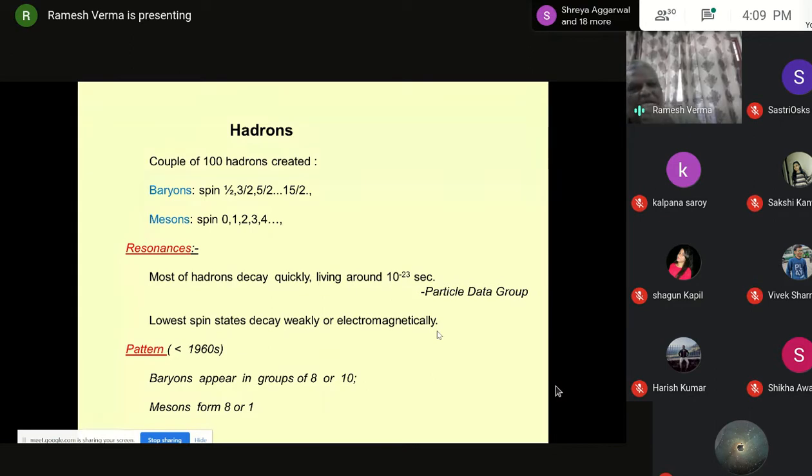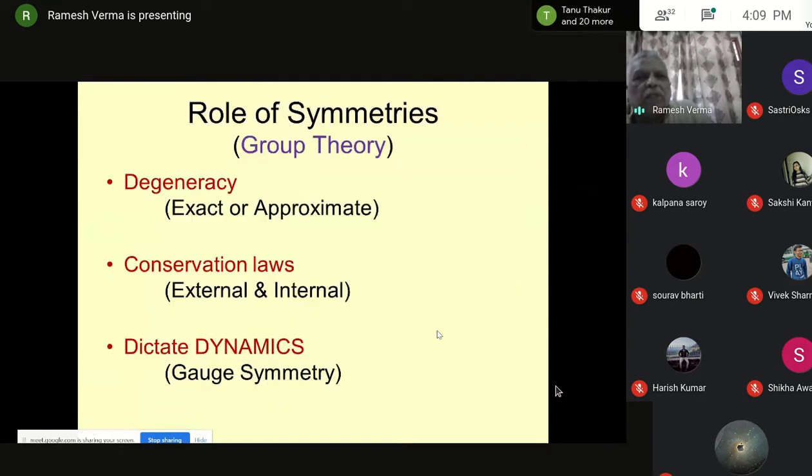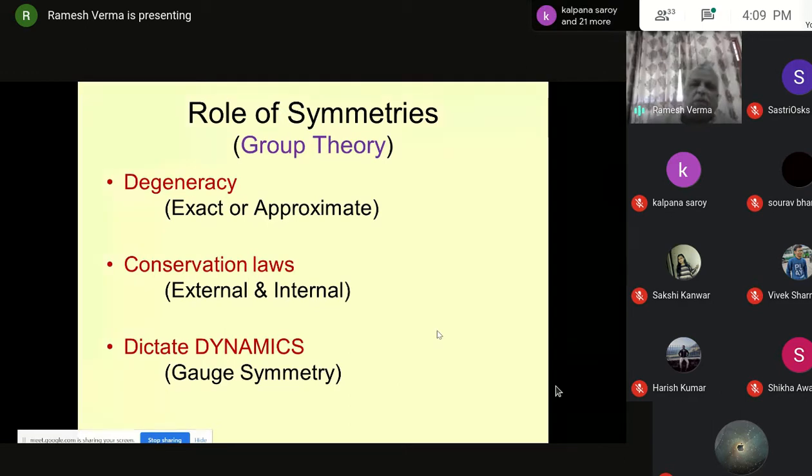And what we also noticed is that these baryons and mesons seem to appear in groupings of 8 or 10, octets and decuplets. Then the near degeneracy of these particles belonging to one isomultiplet or even a bigger octet multiplet seems to indicate the presence of some kind of internal symmetry, and we learned how symmetries lead to degeneracy and also conservation laws.